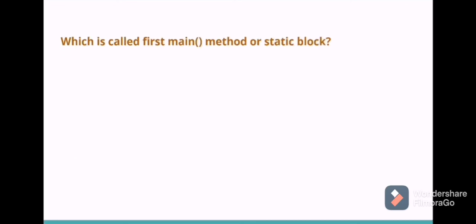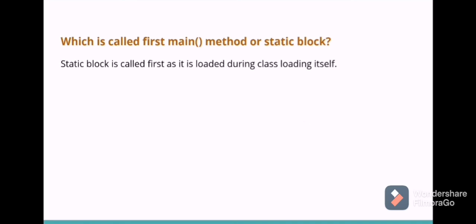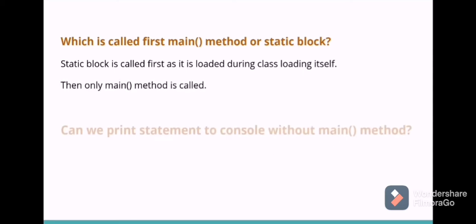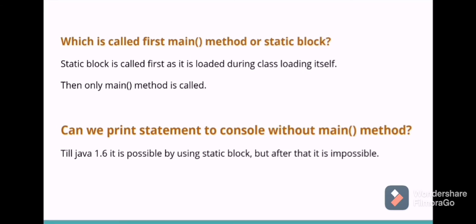Which is called first, the main method or the static block? The static block, because it is getting loaded at the time of class loading itself. Then only is the main method called. Can we print a statement to the console without a main method? Yes, we can do that with the help of a static block, but till Java 1.6 we can do that. After that it is impossible.